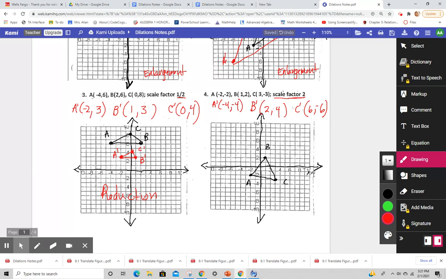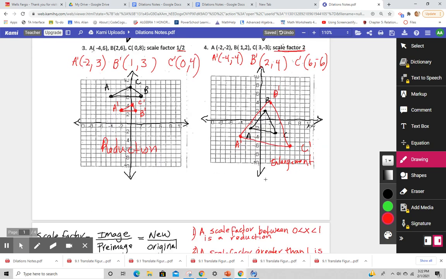We'll plot those points. A prime is located at -4, down 4. B prime is located at 2 and up 4. And C prime is located at 6, down 6. So you see this is an enlargement, because the scale factor is greater than 1. All right, let's go to the next problem.